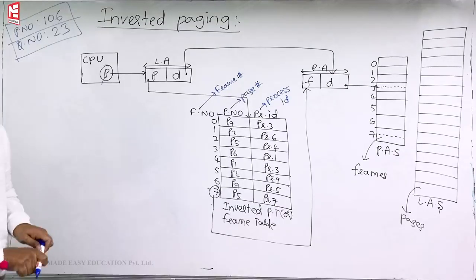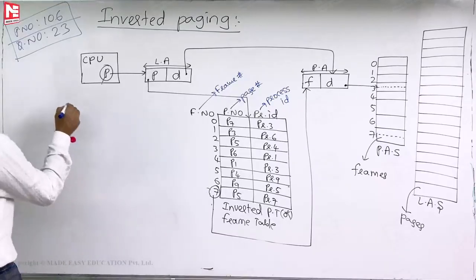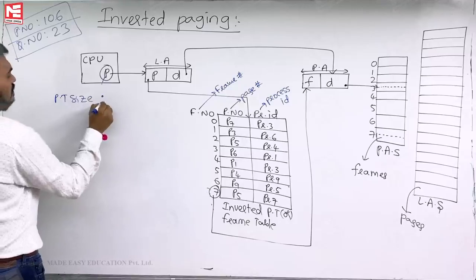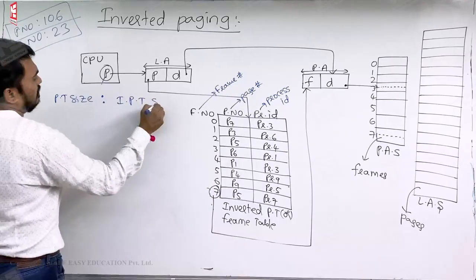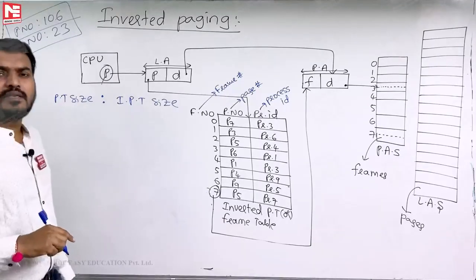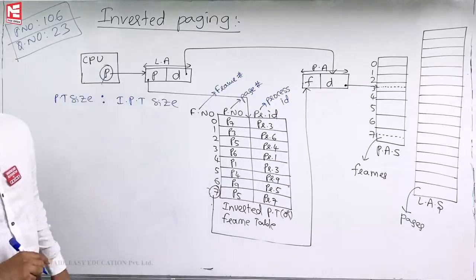Now is asking you to find out what? Ratio of the page table and inverted page table. Simple. Ratio of a page table size to inverted page table size. So this is what is asking. So page table size. Page table means what? Normal page table. Logical address कितना दिया? 32 bits. Page size 4 KB.